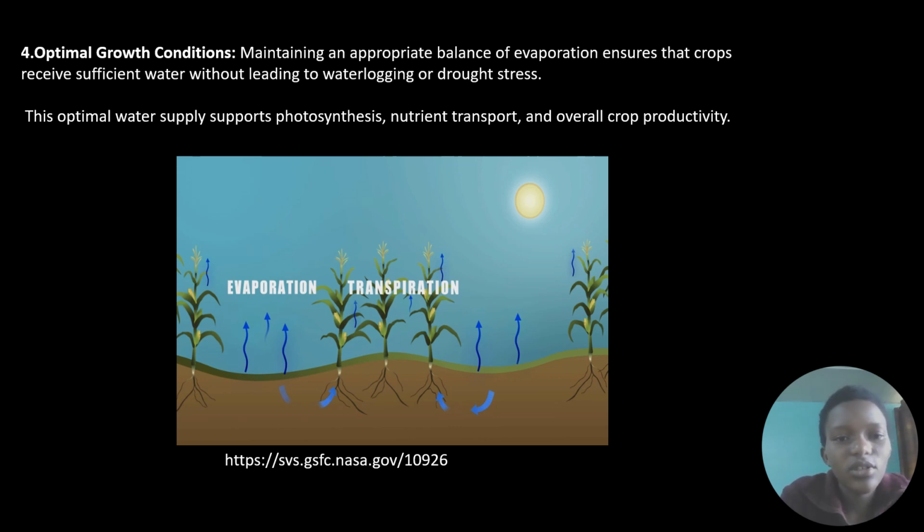Optimal growth condition. There is another important point on crops. This is maintaining an appropriate balance of evaporation, to ensure that crops receive sufficient water without leading to waterlogging or water stress. This optimal water supply supports photosynthesis, nutrient transport, and overall crop productivity.